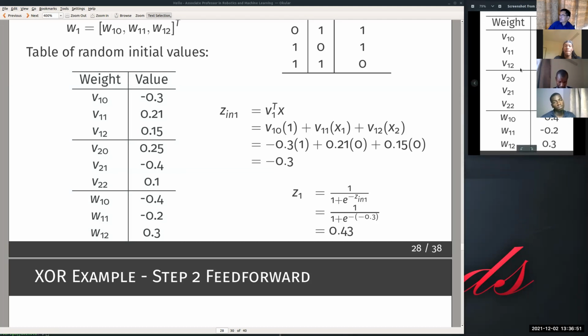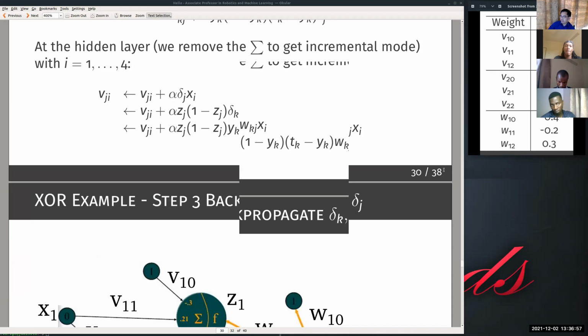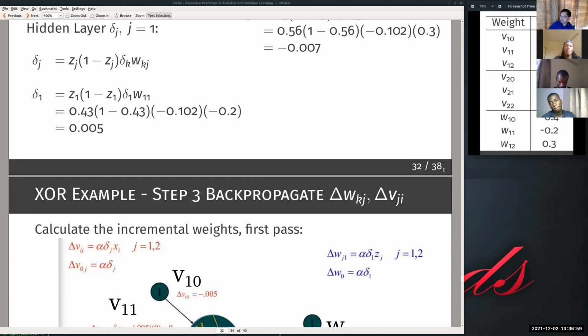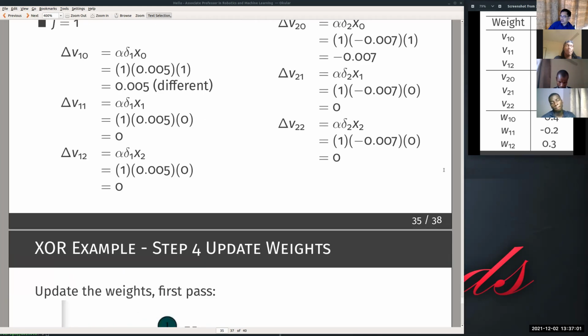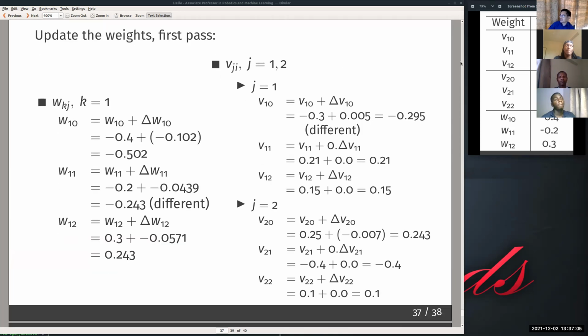So now, here, this is the value of the weights. I just want to show how this is being updated. So let's start from here. The current values of W10 there: W10 is minus 0.04, W11 is minus 0.2, and W12 is 0.3.